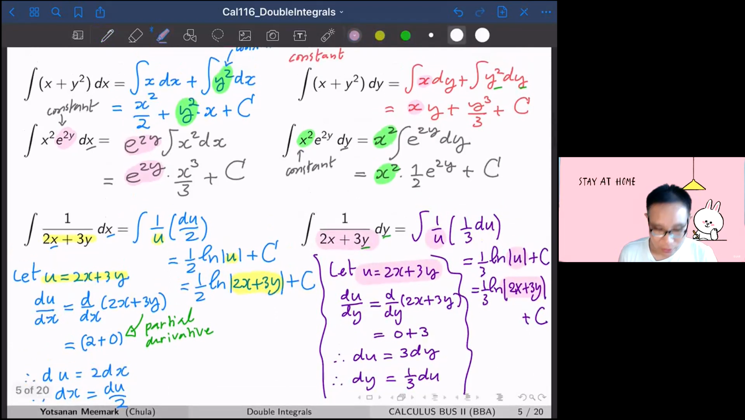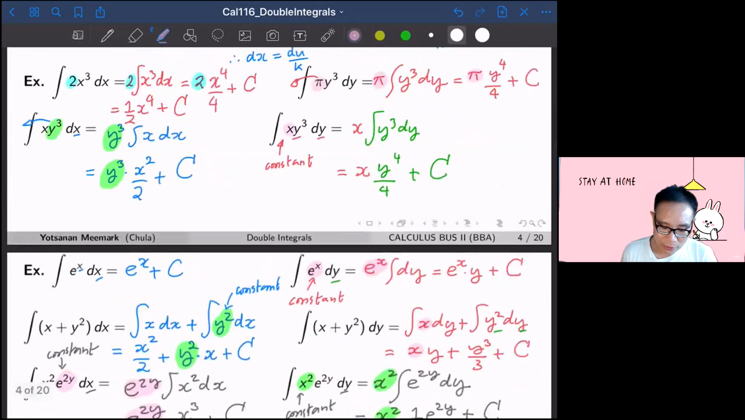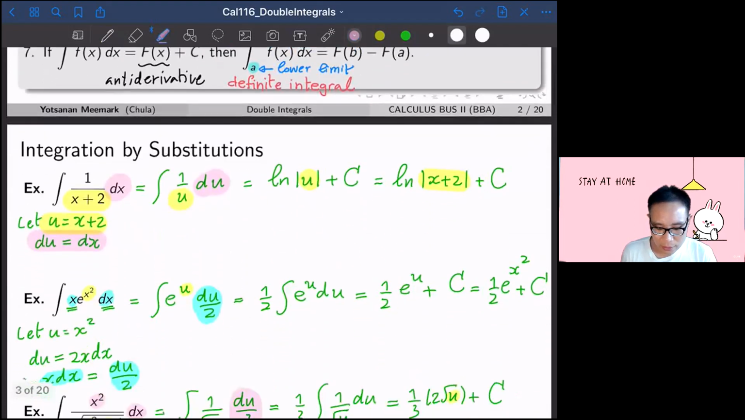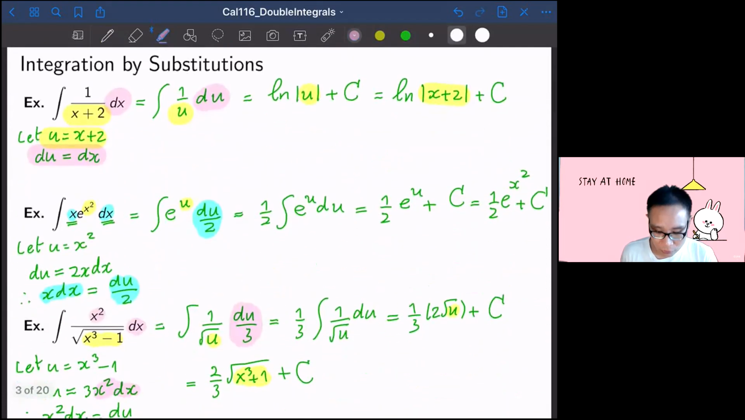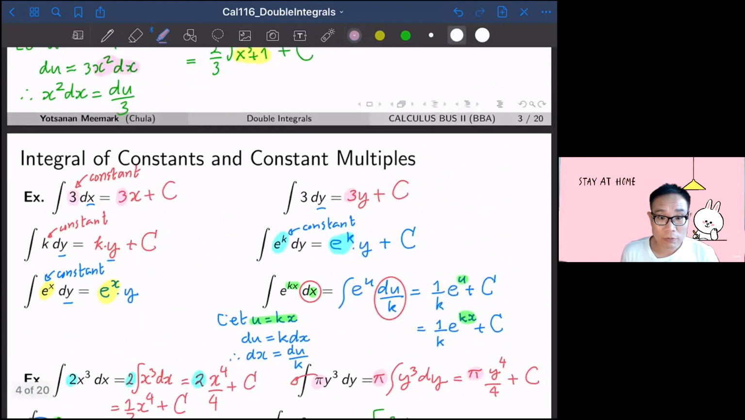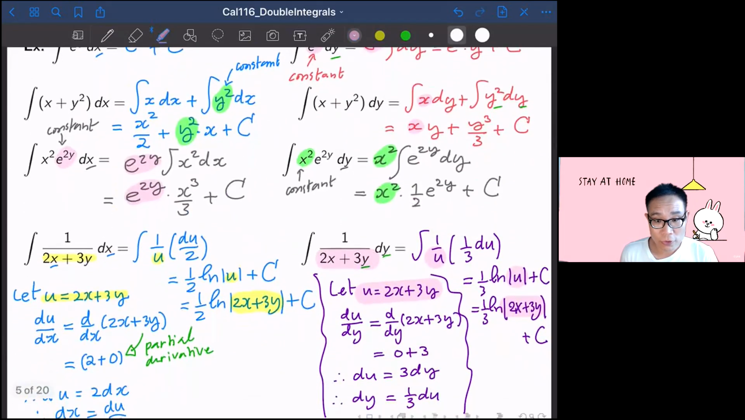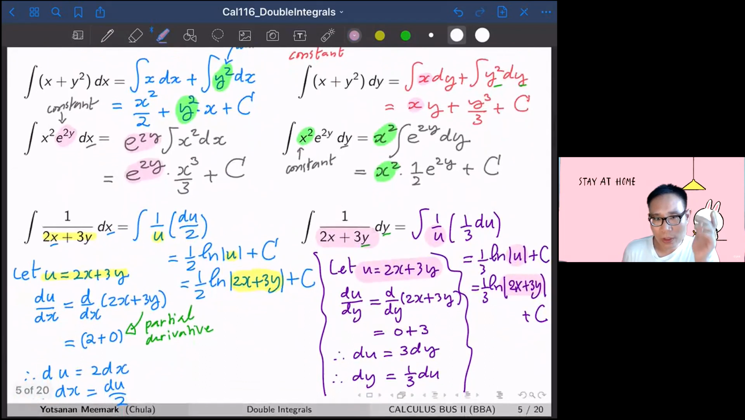That is all I wanted to lay down as some foundation of integrals for you, in order to deal with the double integral in the next video. Please, you need to know the formulas first, and some techniques like integration by substitution, and you need to be able to find the integrals on these slides.